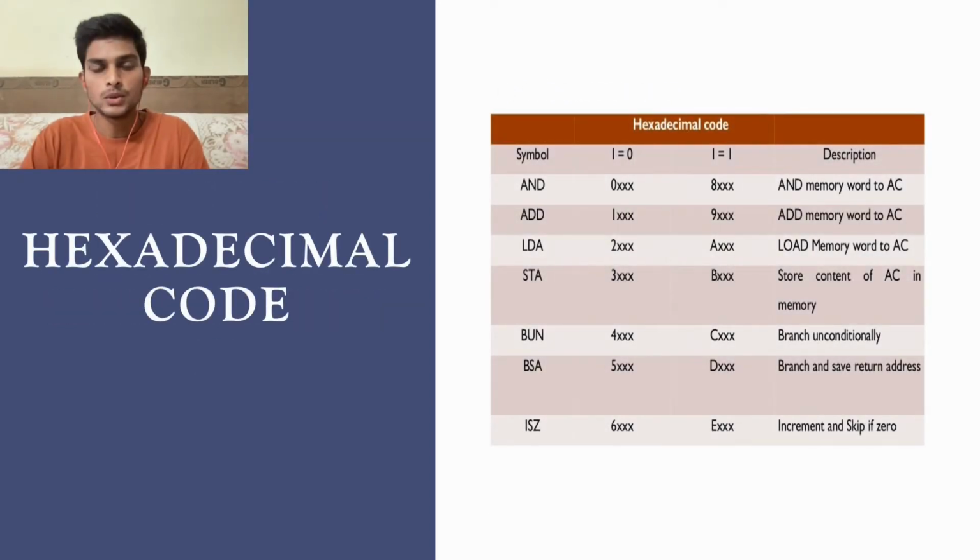Coming to the hexadecimal code for memory reference instruction, the address field is denoted by 3 X's in hexadecimal notation and is equivalent to a 12-bit address. The last bit of the instruction is represented by the symbol I. When I is equal to 0, the leftmost 4 bits of an instruction have a hexadecimal digit from 0 to 6, since the leftmost bit is 0. When I is equal to 1, the leftmost 4 bits have a hexadecimal digit from 8 to E, since the leftmost bit is 1.